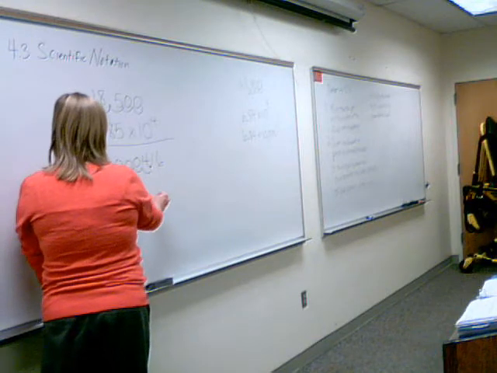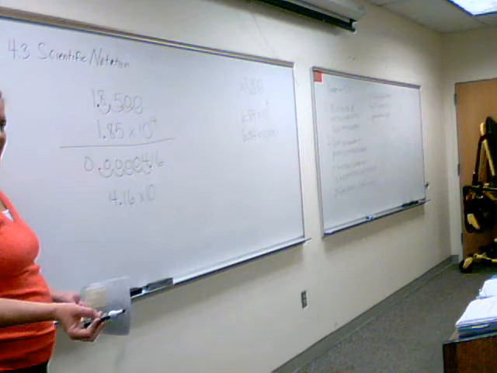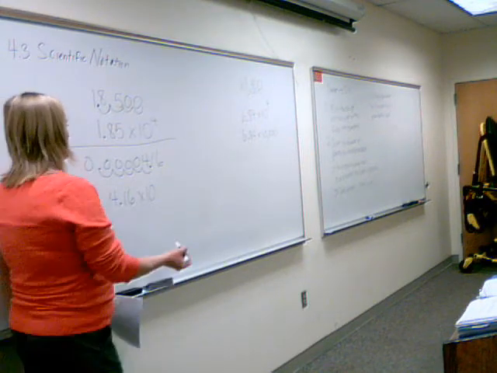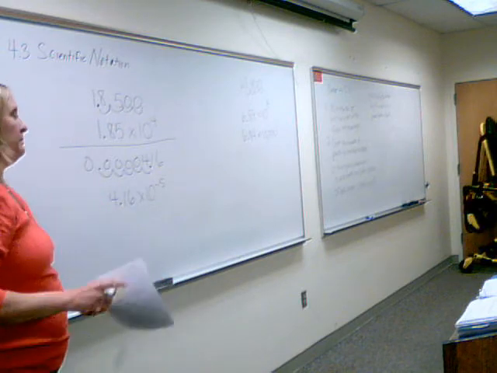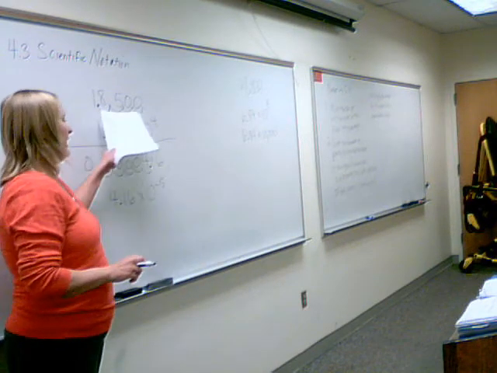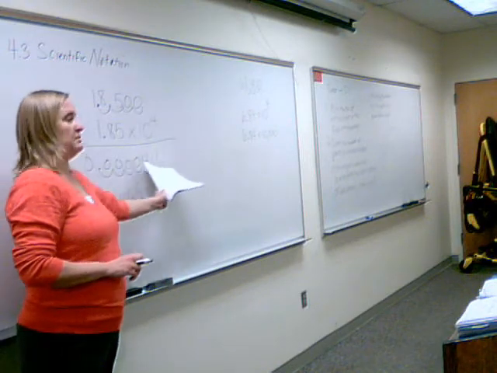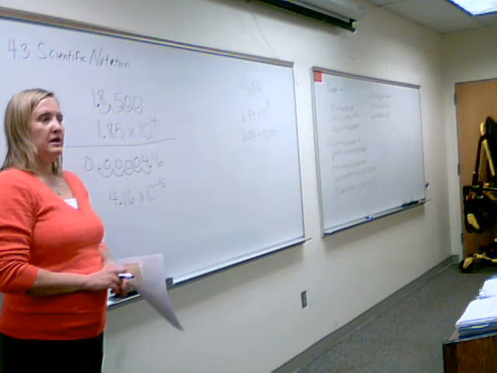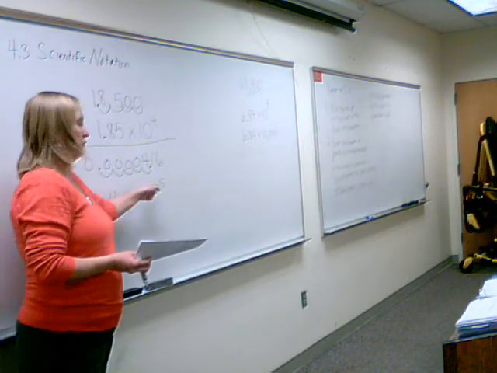4.16 times 10. Now this time my original number was less than 10. It was a decimal. So it's a negative 5. So it's a positive exponent if I have a number that is large. It's negative if I have a small number or a decimal number. Another way to look at it, if you move left, it's going to be positive. If you move right, it's going to be negative.